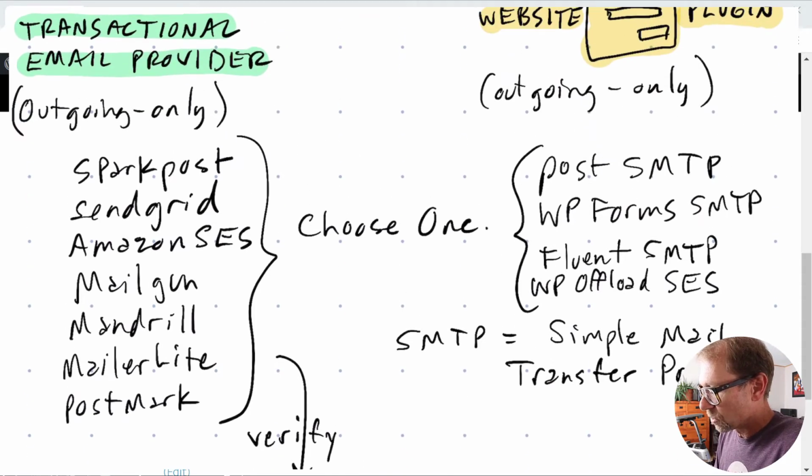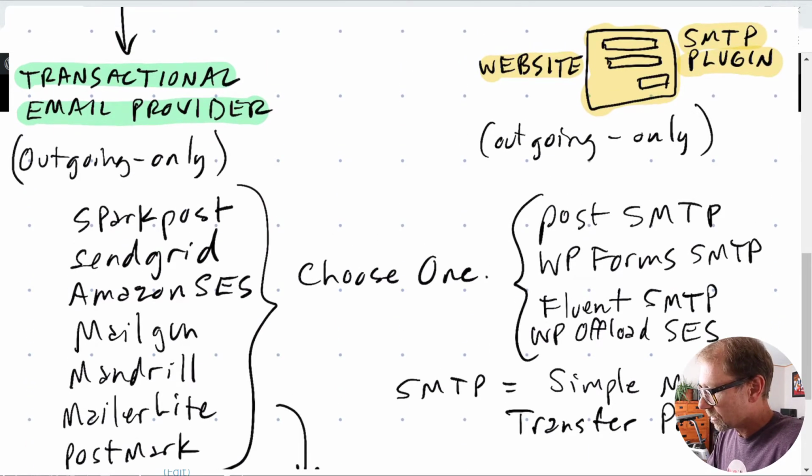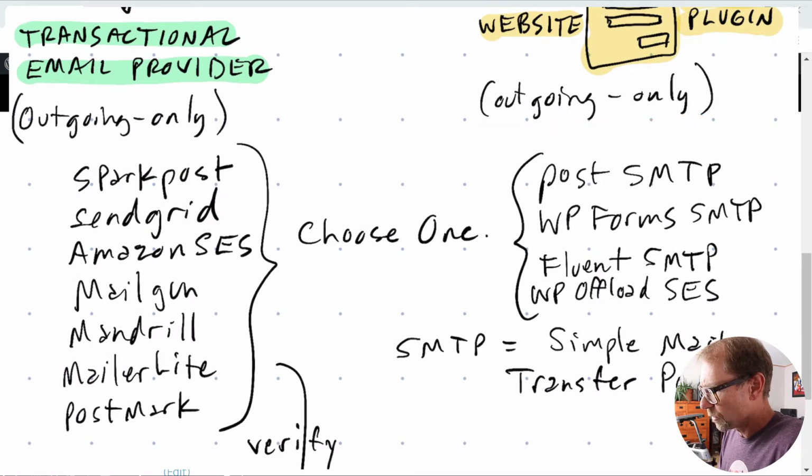So like I said, we choose one. If we choose one from this side, well, how do we connect that to our WordPress website? Well, what we use is right here. On our website, we use an SMTP plugin for outgoing emails. And there's 3 that come highly recommended right now. There's actually 4 that I'm going to show you here, and I'll show you 2 out of the 4 in my examples.